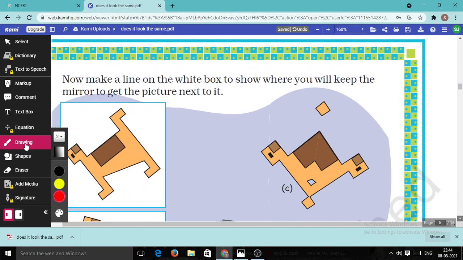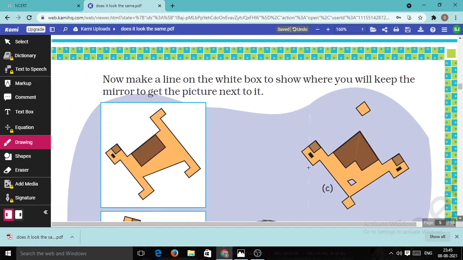Now make a line on a white box to show where you will keep the mirror to get the picture next to it. Look here. To get pictures like this, if you want to get a picture like this, this picture is given to us and you have to find out. So first I will place a line.